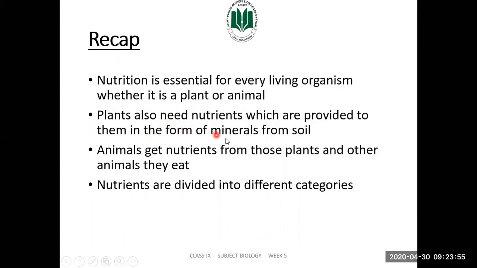Plants also need nutrients, which are provided to them in the form of minerals from the soil. The soil in which they are rooted is providing them with water and minerals, which are used for their growth and energy. Animals get nutrients from those plants and other animals they eat. Nutrients are divided into different categories, as we have already discussed: carbohydrates, protein, lipids, minerals, and water as well.